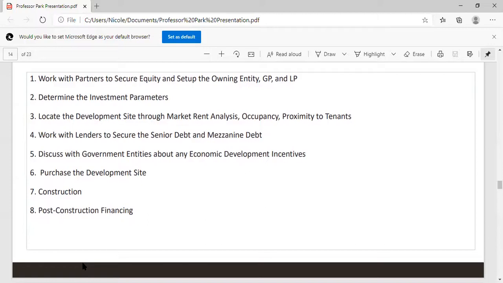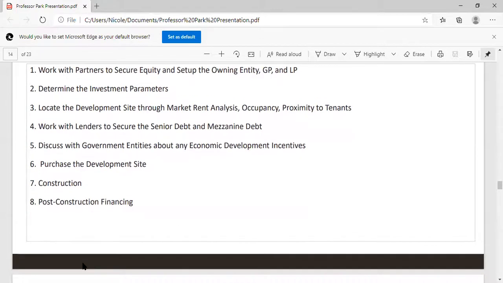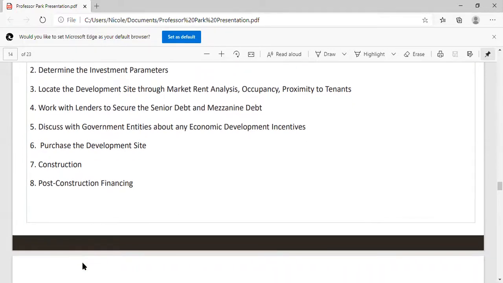You'll locate a development site through market rent analysis, occupancy, proximity. Again, it's very similar to the investment property type. You'll work with lenders to secure something called senior debt and mezzanine debt. So this is a little bit different with development properties, which I'll go into a little bit later. And then you also want to work with government entities about any economic development incentives. These are really important and can be a huge help when you're developing a property. Governments will want to incentivize developers to go into certain areas, and that's what these economic development incentives are.